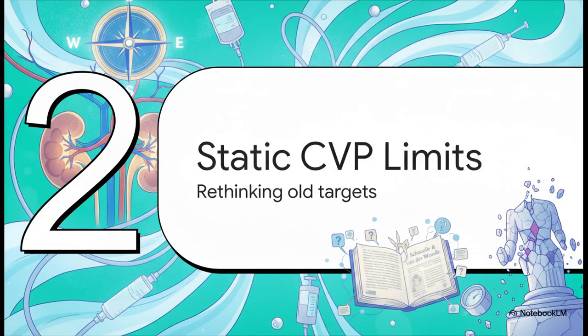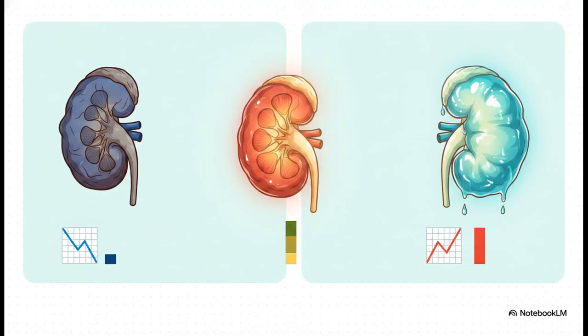Right, moving on to Section 2, demystifying static CVP limits. It's time to rethink our old targets. For decades, central venous pressure has been the undisputed North Star guiding fluid management in kidney transplantation. We were all taught to push fluids to maximize CVP, weren't we?